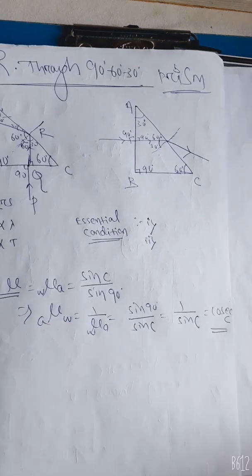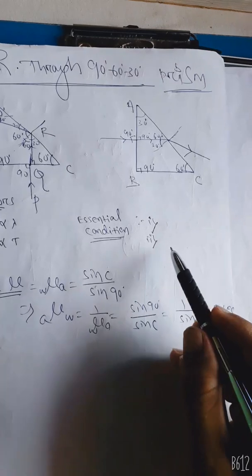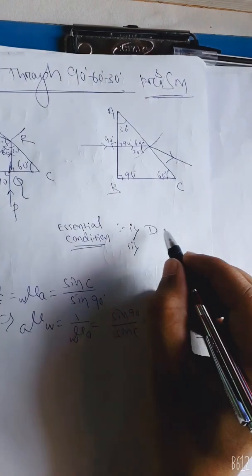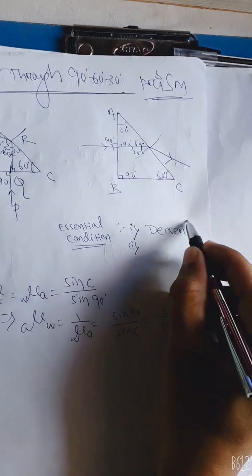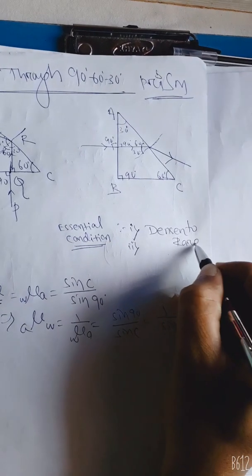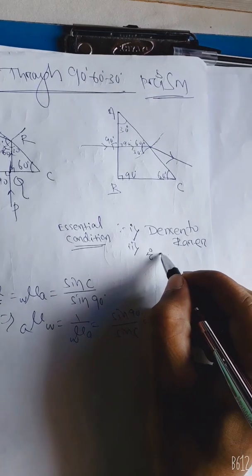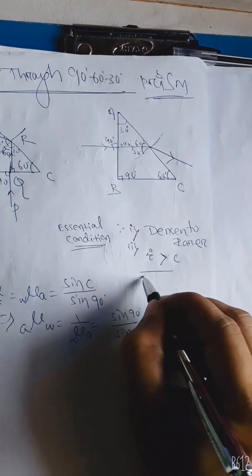This is the essential condition so that total internal reflection will occur. The light ray must move from the denser towards the rarer medium, and the angle of incidence must be greater than the critical angle. These are the two essential conditions.